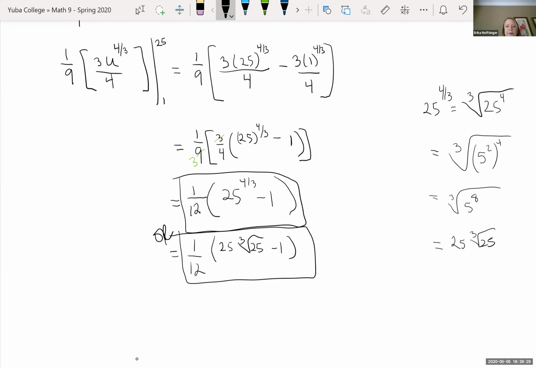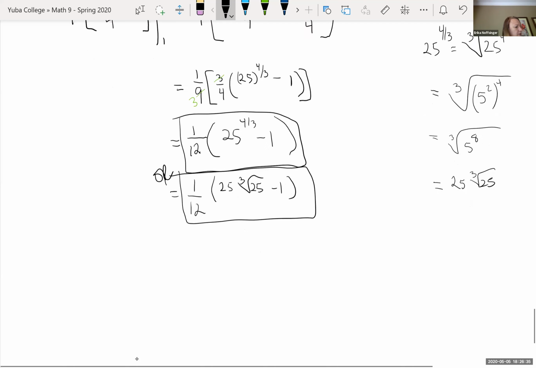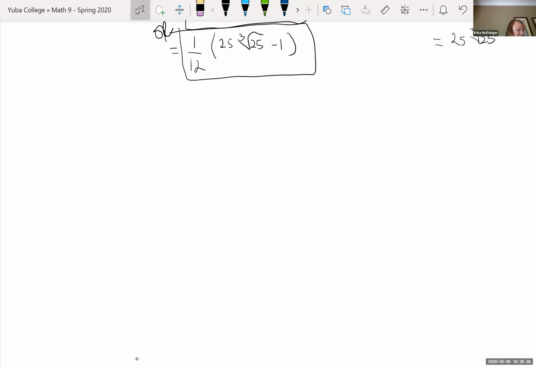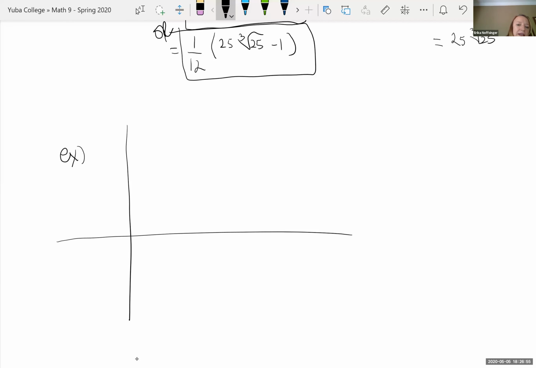Okay, so area. Area under curve, let me see. So you're given a graph. You're given that your y-intercept is at 100. You have like a semi-circle or a quarter of a circle kind of shape. And let's say that this is 10.